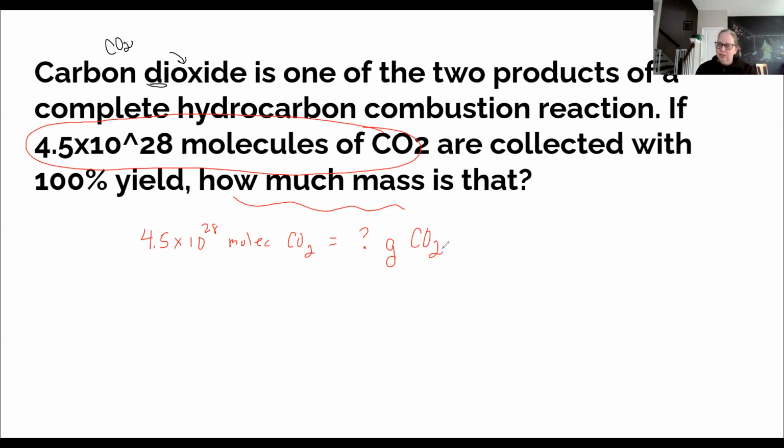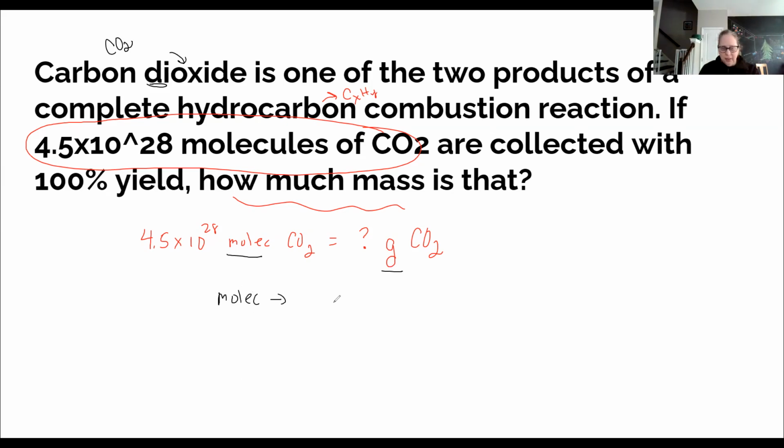So this is not a stoic problem. They gave us all this extraneous information up top here that I don't actually need this time. Because why? They didn't give me a hydrocarbon. There's no CxHy here, so I can't do a balanced chemical reaction. So they just put that in there to throw me off. I want to just find how many molecules can be converted to grams. Okay, so that is my pathway, molecules to grams.